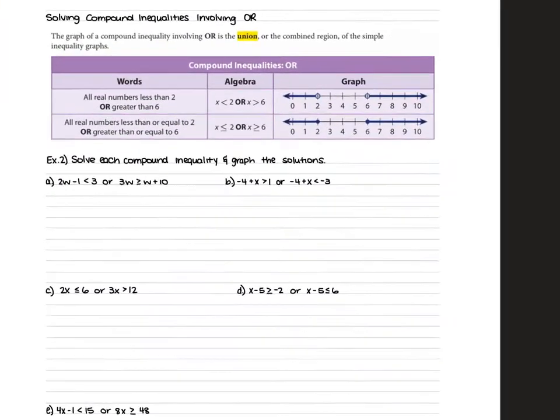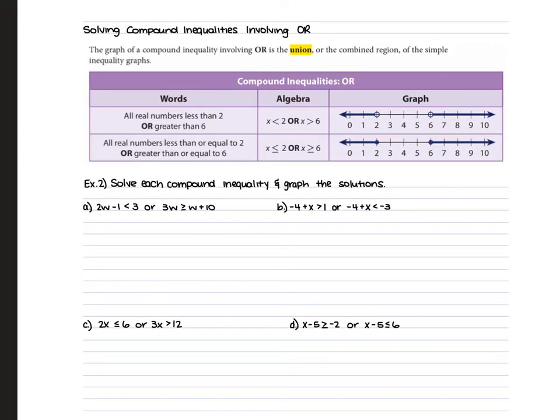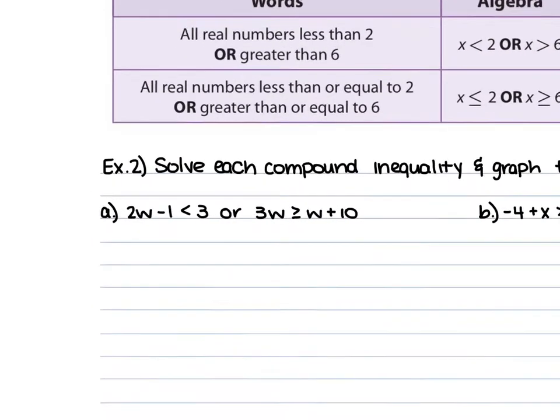For our next set of examples, we're dealing with OR statements. So with these, our lines are going to go opposite of each other when we graph them. So these we're going to be solving two separate inequalities for.